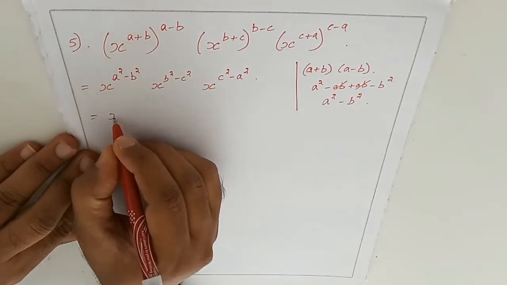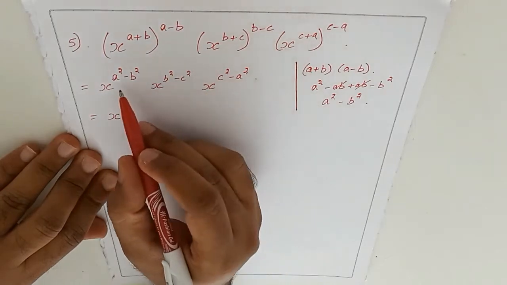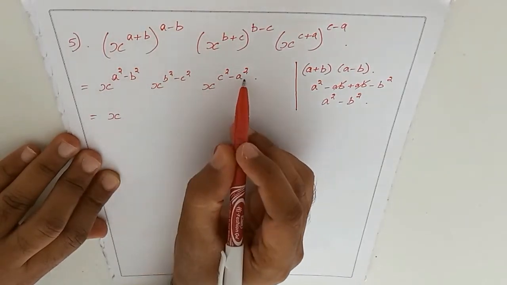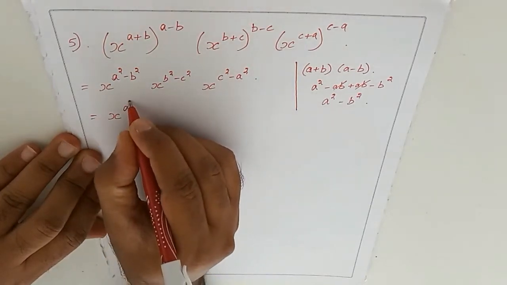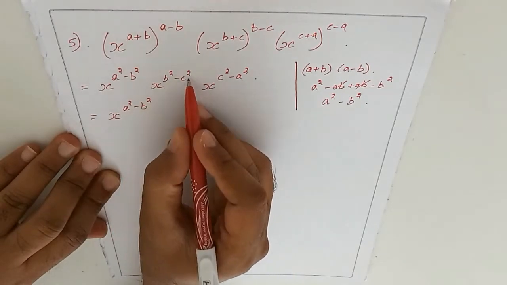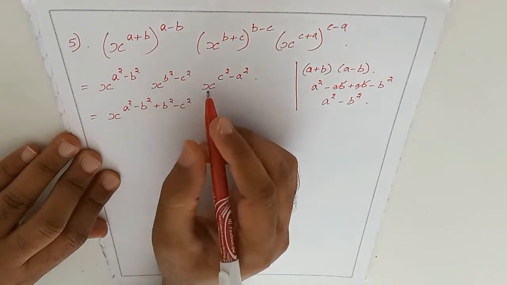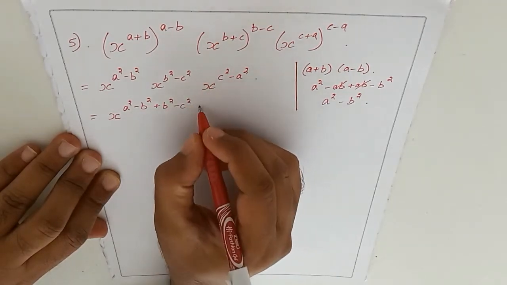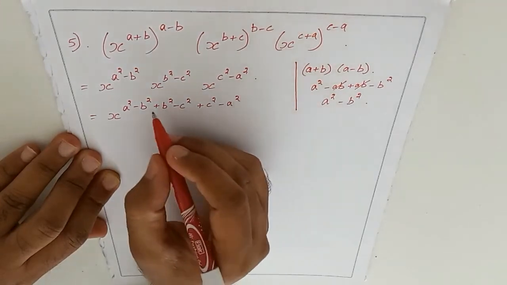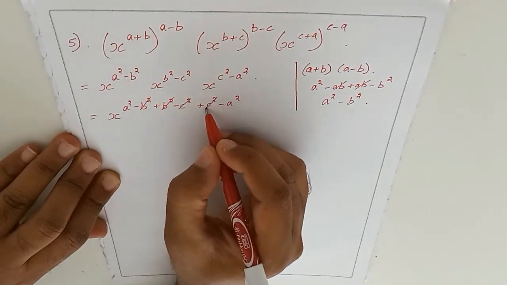Then next step, x power something into x power something. So it's multiplication with the same base x, and I can add all these exponents. X power a square minus b square, this part I'm writing as it is, plus b square minus c square, plus c square minus a square. Now negative b square, positive b square cancels. Minus c square plus c square cancel.